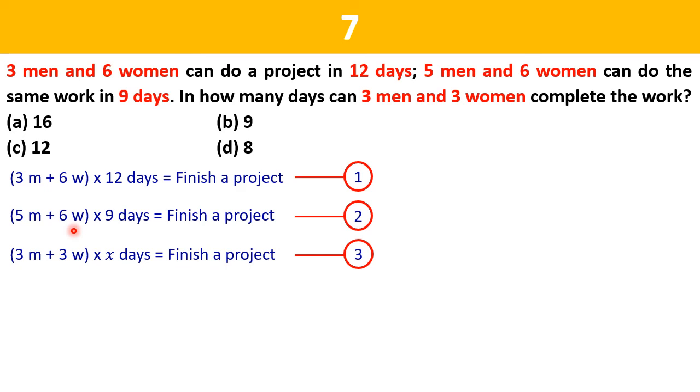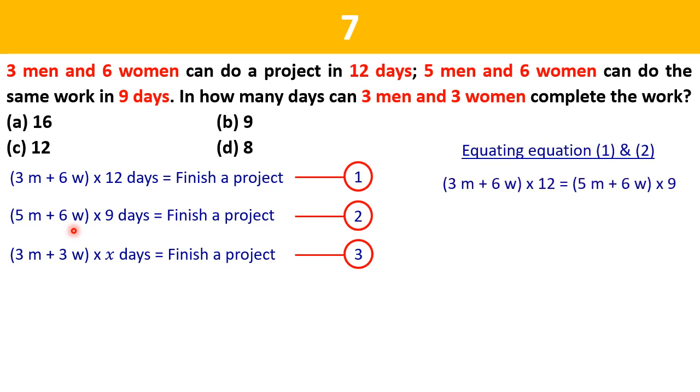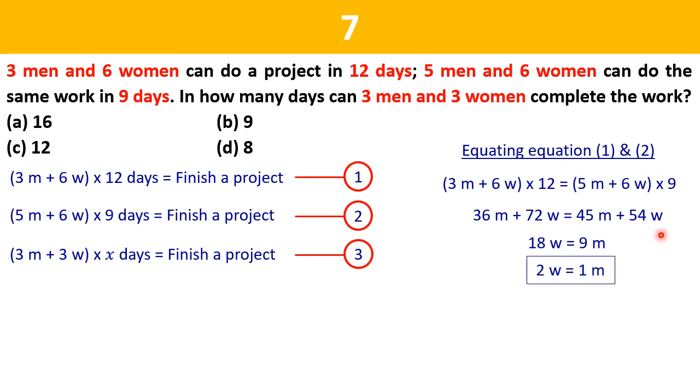Now let us say we equate the first and the second equation. 3m plus 6w into 12 is equal to 5m plus 6w into 9. Solving this, we get 36m plus 72w is equal to 45m plus 54w, which gives the result 18 women is equal to 9 men, or 2 women are equivalent to 1 man working capacity wise. Now solve the problem either in terms of men or in terms of women. Either convert men to women or women to men.